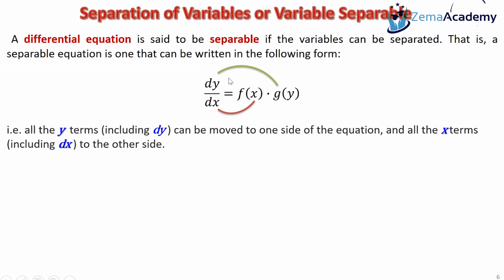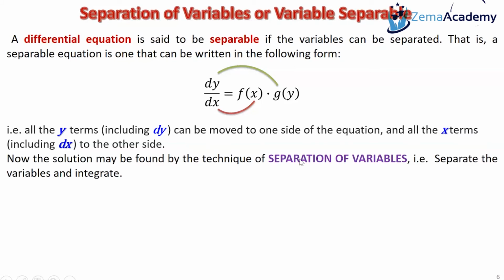When you do this, you leave this dy over here and you bring this g(y) to the left hand side because you are trying to separate the variables. So you bring g(y) to the left hand side, dy is already there, and then you bring this dx from the left hand side to the right hand side. This process is called separation of variables.